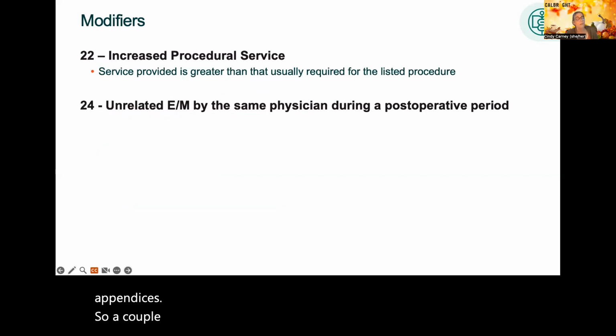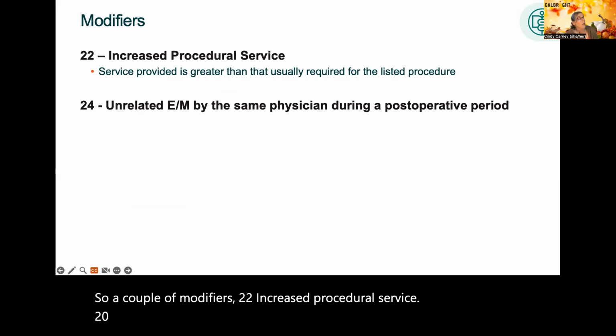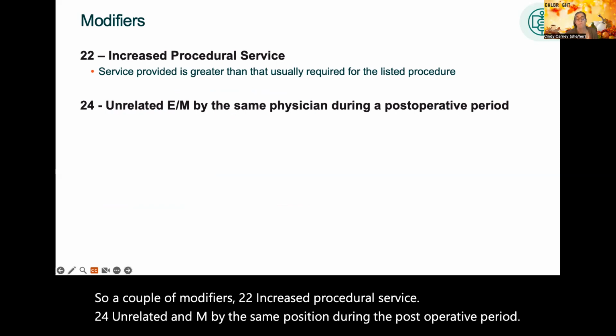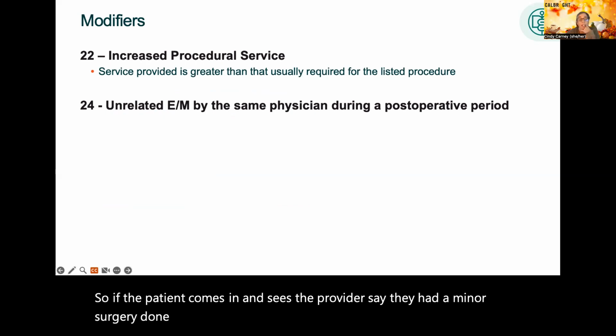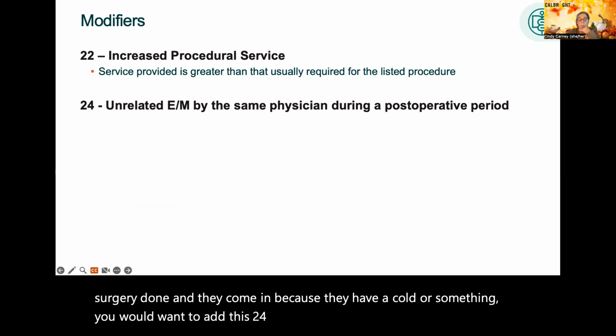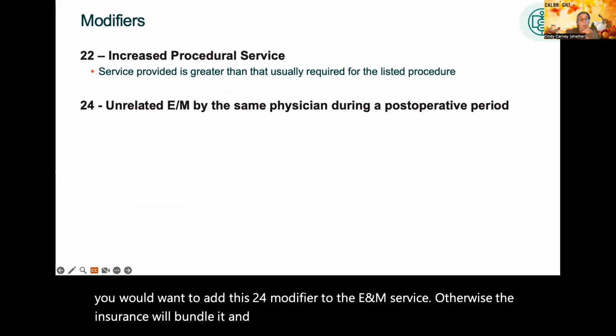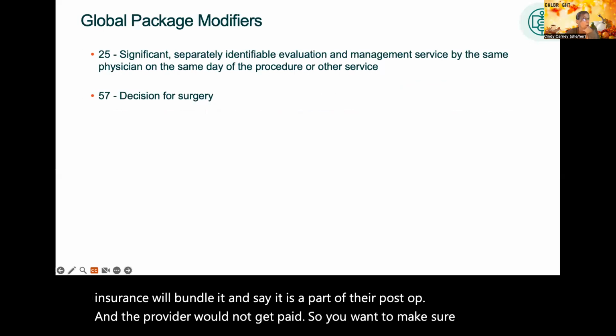So a couple of modifiers: 22, increased procedural service; 24, unrelated E&M by the same physician during the post-operative period. So if the patient comes in and sees the provider, say they had a minor surgery done, and they come in because they have a cold or something, you would want to add this 24 modifier to the E&M service. Otherwise, the insurance will bundle it and say it is a part of their post-op, and the provider would not get paid. So you want to make sure that is what that is for.